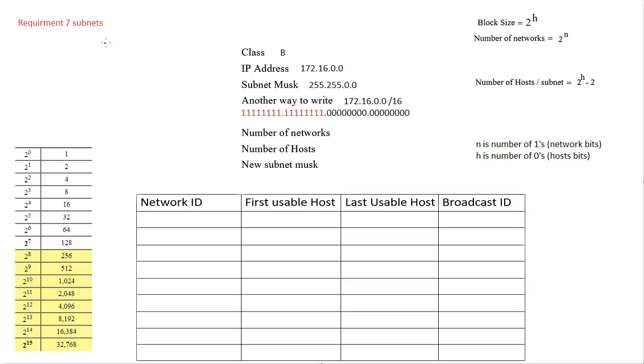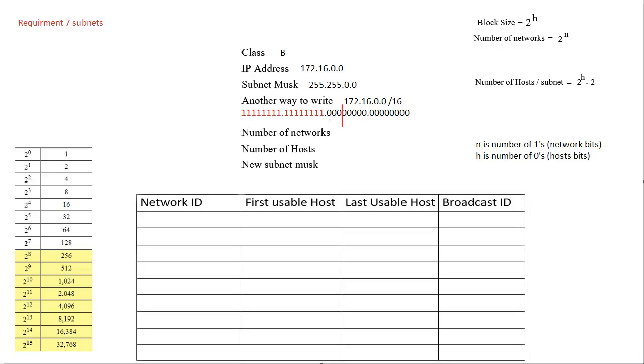Our requirement is 7 subnets. How many network bits do we need for 7 subnets? In our power of 2 table, our requirement 7 fits here. 2 to the power 3 is equal to 8. That means we need 3 bits for network. So we count network bits always from the left-hand side. So I take 3 bits from here and I draw a line here.